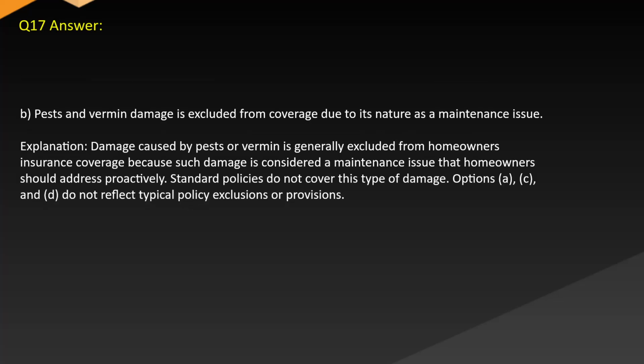Answer: B. Pests and vermin damage is excluded from coverage due to its nature as a maintenance issue. Explanation: Damage caused by pests or vermin is generally excluded from homeowners insurance coverage because such damage is considered a maintenance issue that homeowners should address proactively. Standard policies do not cover this type of damage. Options A, C, and D do not reflect typical policy exclusions or provisions.